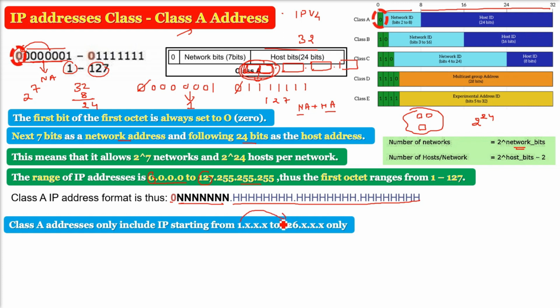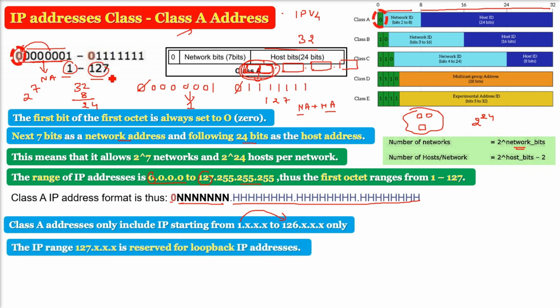But if I say that only 1 to 126 can be used, you'll say, you just said that it can go from 1 to 127. Why 126? Why are you not taking 127 also? The answer is that 127 is reserved for the loopback IP address. Normally, if you go to your browser and type 127.0.0.1, this is the range. The range is from 127.0.0.0 to 127.255.255.255. But these are all wasted. Only one is used, and that is for your loopback address.